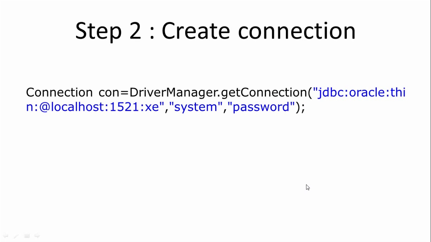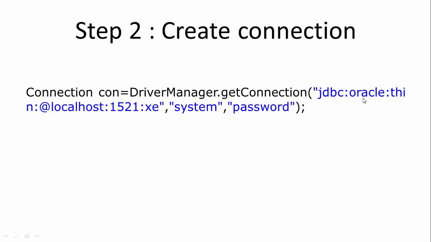Now step 2 is create connection. So here we'll be using the DriverManager class which has a static method called getConnection. Now this getConnection method returns a Connection object which we will be capturing in a Connection reference. Now this getConnection method takes 3 parameters. The first parameter is the connection URL, the next parameter is the username, and the last parameter is the password. So we'll just focus on the connection URL first.